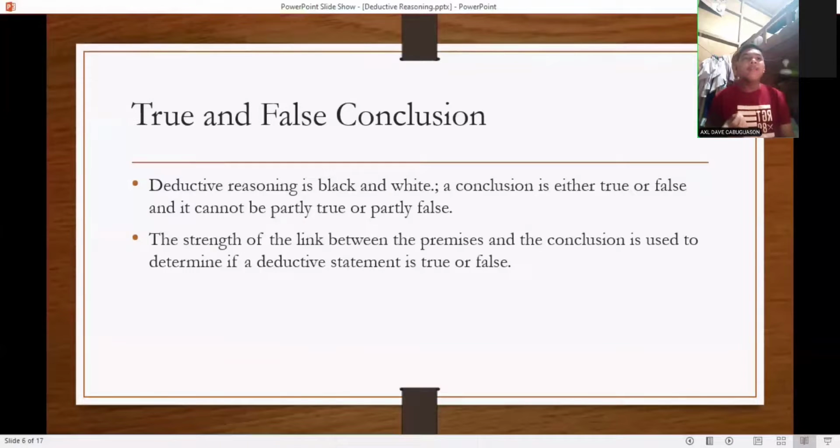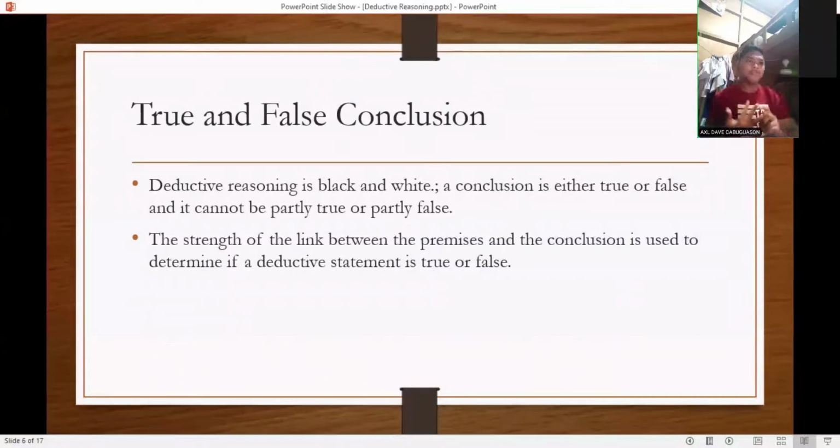The strength of the link between the premises and the conclusion is used to determine if a deductive statement is true or false. So we can say that a conclusion of a deductive statement is true if the strength of the link between the two premises and the conclusion has a very strong relationship. So if our two premises are strongly true, or it is true, then we can conclude that our conclusion is a true conclusion.